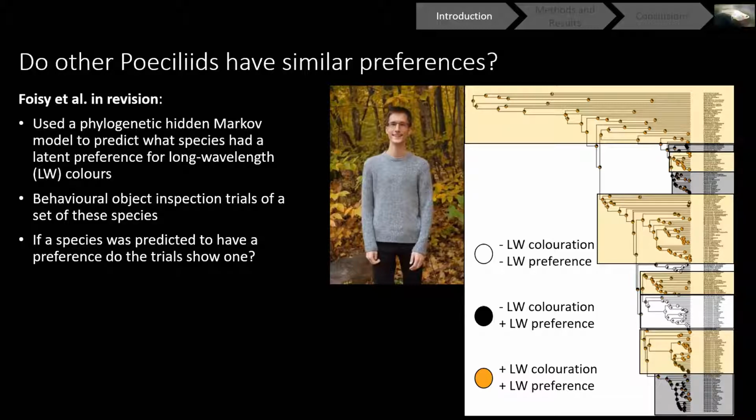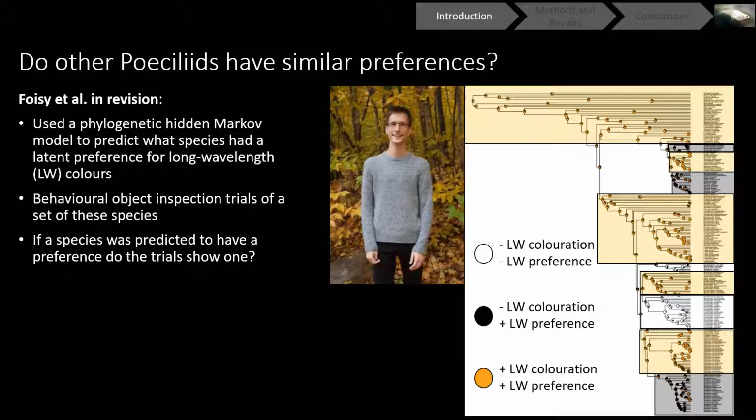I'll explain what the colors are. In orange here, these are species where males of that species have the color present, and the model predicted that females should have a long wavelength color preference. Additionally, in white, these are species where the color and the preference are absent. But interestingly, there are species in black, and these are species where the coloration is absent in males. However, the model would predict that females should prefer males with these colors.